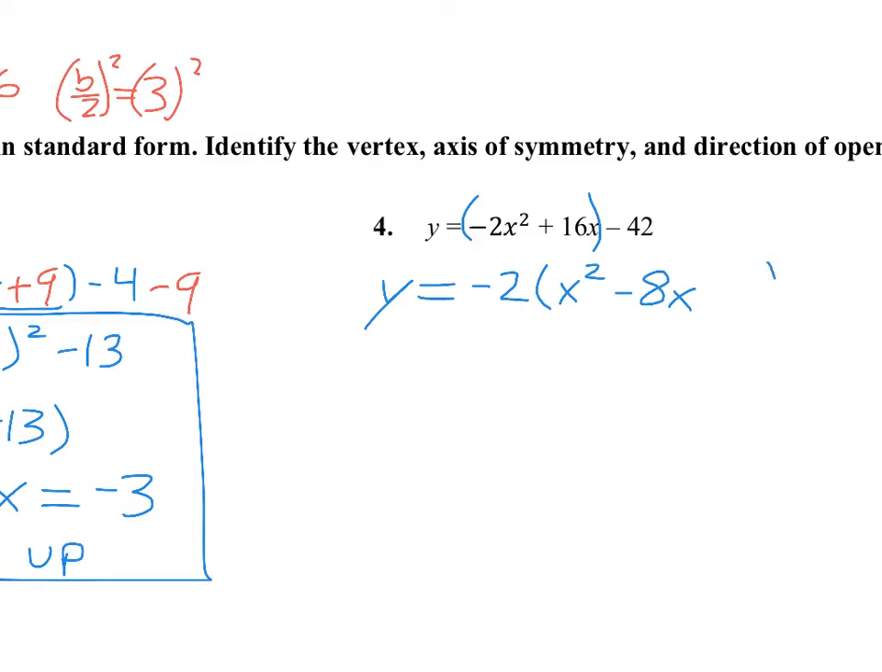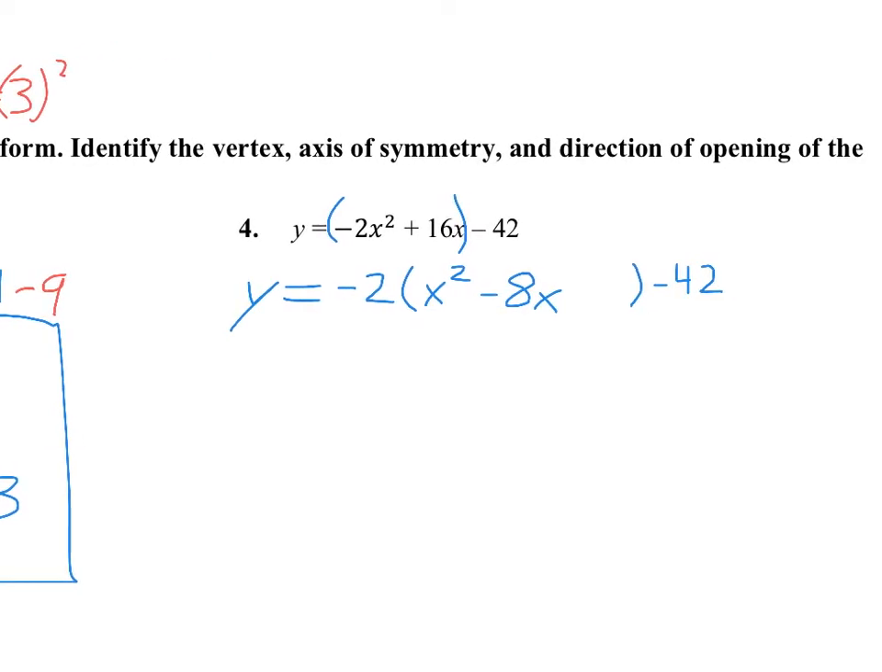Okay, then you leave your gap. And the negative 42, you just leave it alone on the outside. Okay, so now we're going to complete the square. So right now the b value is -8. So you want to take the b value, divide it by 2, which makes -4, and then square -4 makes +16.